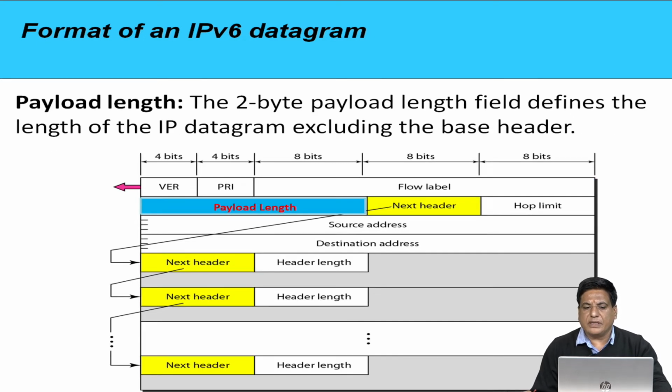Next is the payload length. This is a 2-byte payload length field. It defines the length of the IP datagram excluding the base header. So here in IPv6 the payload length is 2 to the power 16, that is equal to 65536.